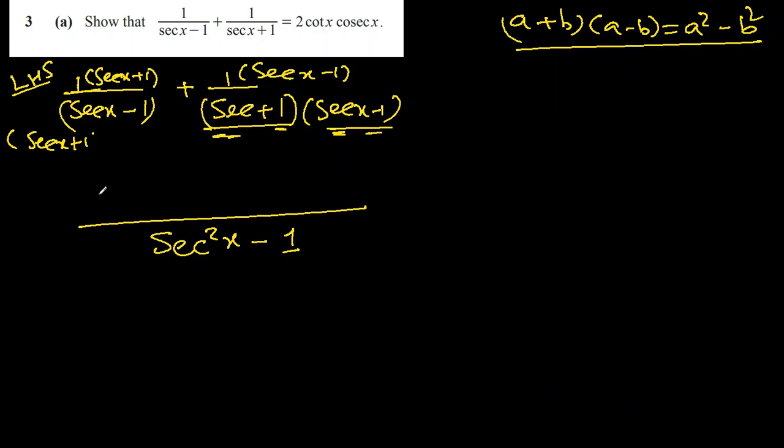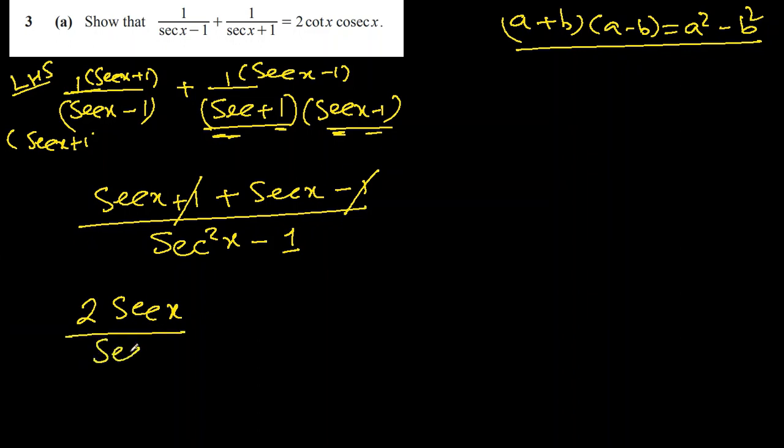What is left on top? Secant x plus 1 plus secant x minus 1. I made them 1 because their denominators are same now. So they cancel out, 1 and minus 1. We are left with 2 secant x over secant square x minus 1.